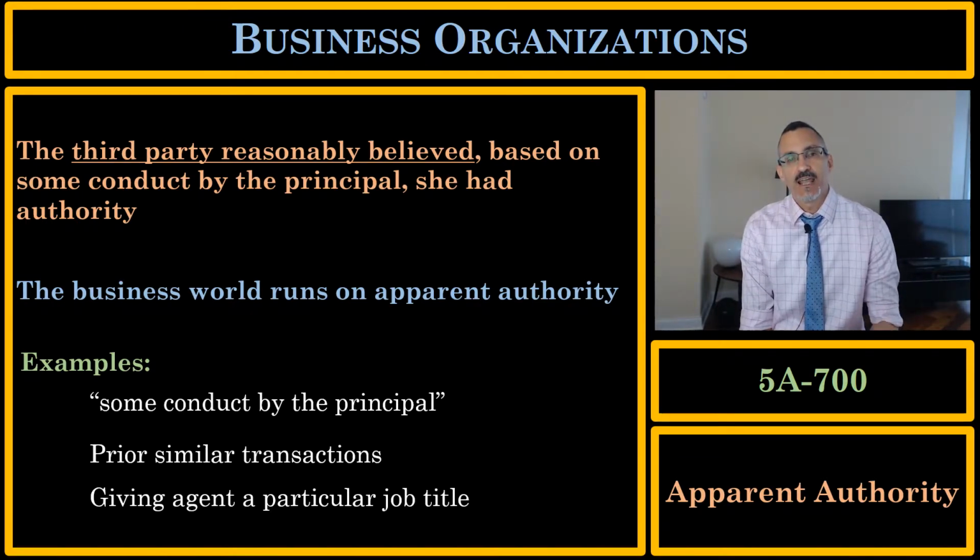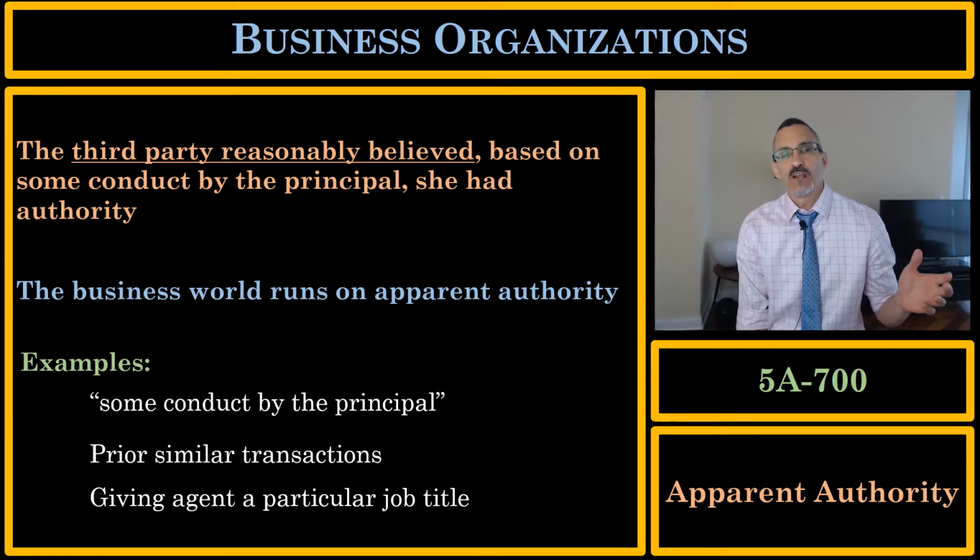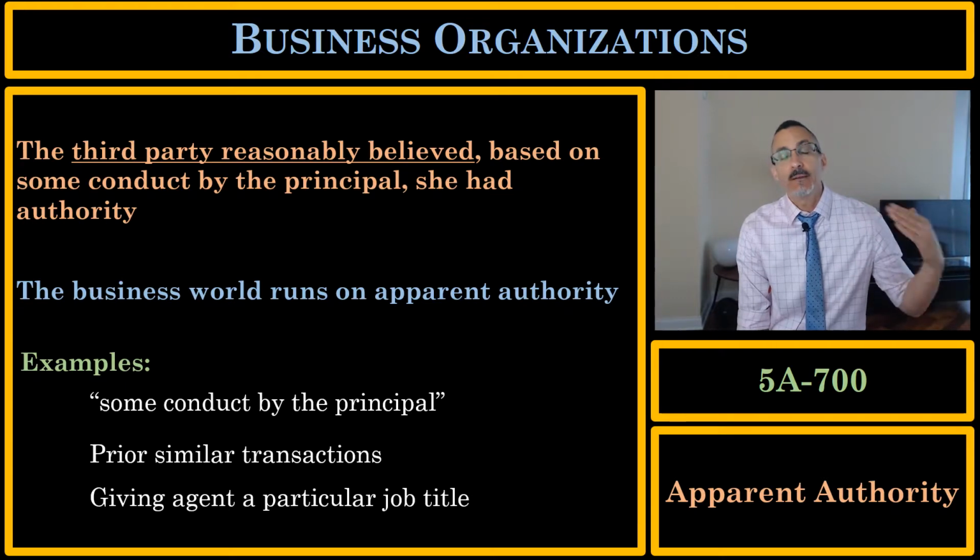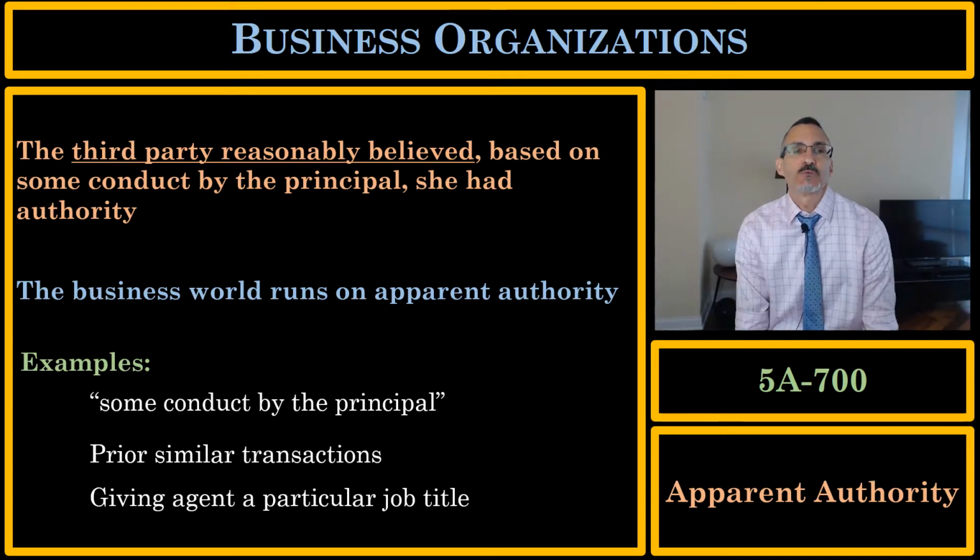Just giving the agent a particular job title. So the corporation gives the agent a particular job title. When the third party looks at that job title, the third party might be reasonable in believing that because of that job title, the agent can bind the corporation to a transaction with me. So for example, if I am dealing with the corporation's IT manager and I am going to sell computers to the corporation, I might be reasonable in believing that the IT manager can bind the corporation to a transaction with me to sell computers to the corporation.